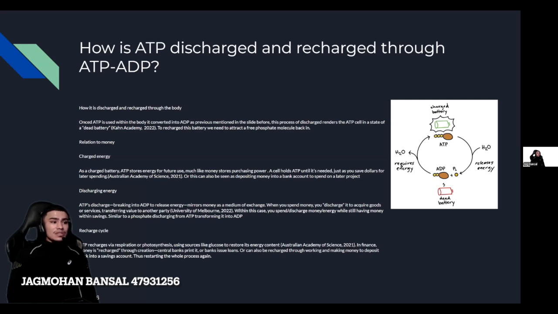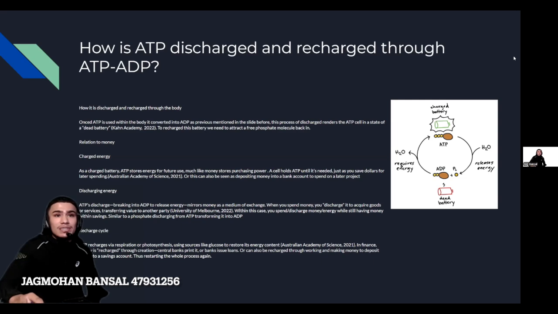Recycling the charge. ATP recharges via respiration or photosynthesis, using sources like glucose to restore its energy content. In finance, money is recharged through creation. Central banks print it, or banks issue loans. Or this can also be recharged through making money and depositing it back into a savings account, thus restarting the entire process again.